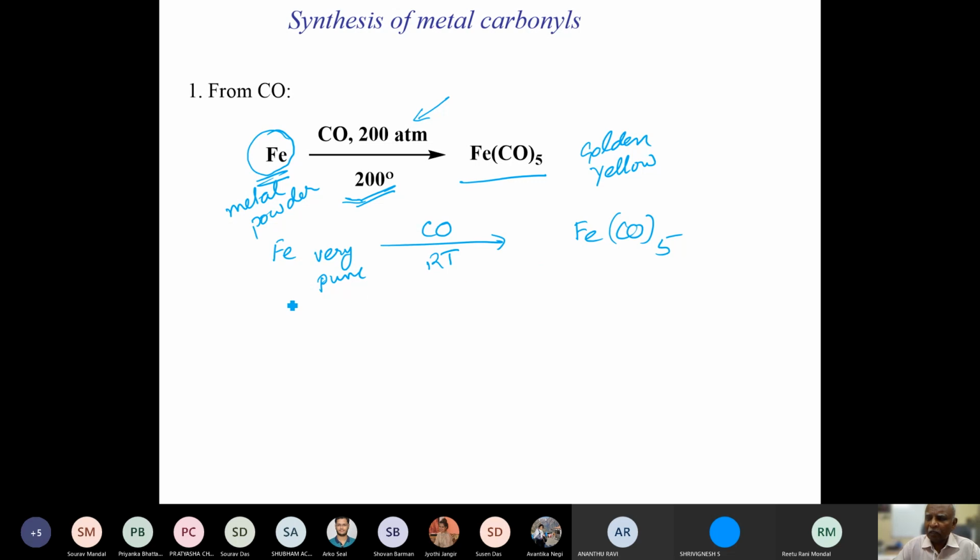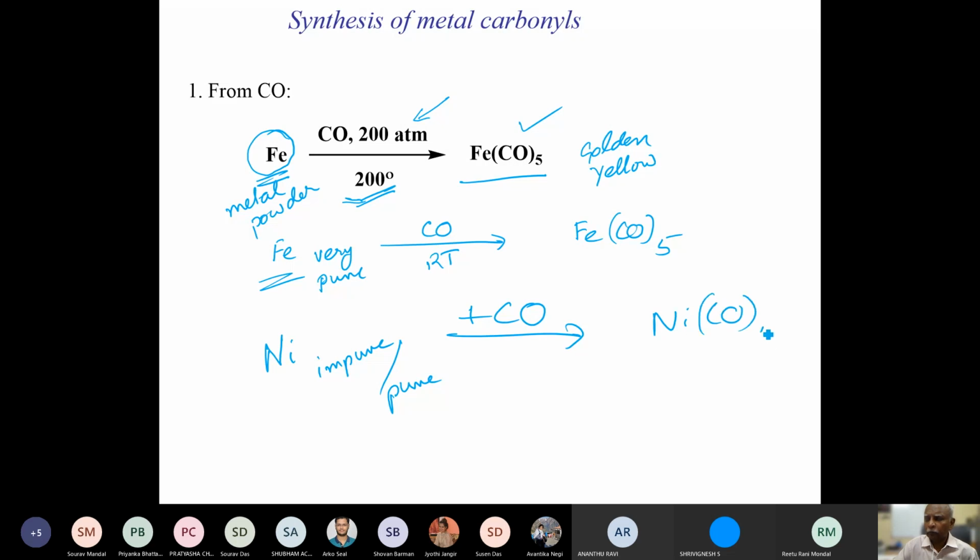But this is very difficult to get. This purity is extremely difficult to get. So usually people generate it using this method. Most of you would have read about the Mond process. Nickel, impure or pure, will react at room temperature with CO to produce Ni(CO)4.